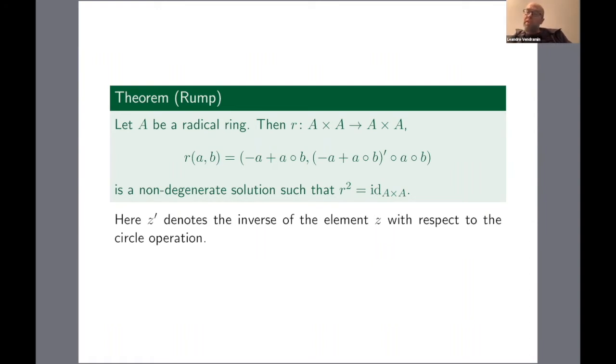So with this expression, you produce a non-degenerate involutive solution to the Yang-Baxter equation every time you have a radical ring. So here, of course, you see something, right? You have a very concrete expression using addition and circle operation, and then you know that with this crazy formula, you get a solution, right? So do you really need a radical ring to produce a solution with such a crazy formula? And the answer is no, right?